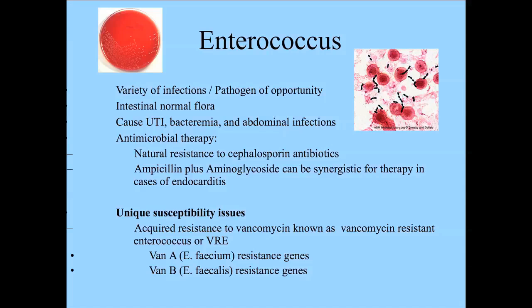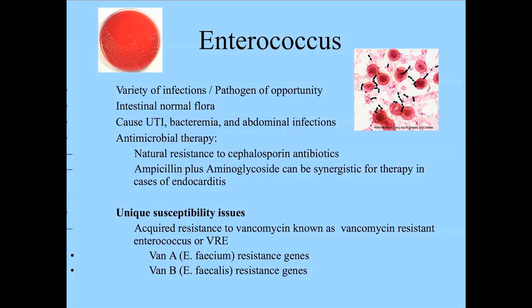There are some unique susceptibility issues associated with the Enterococcus. Primarily, it is acquired resistance to vancomycin, which we know in the laboratory as vancomycin-resistant Enterococcus, or VRE. There are two genes associated with vancomycin-resistant Enterococcus. If you have an Enterococcus faecium, that will be the VanA resistance gene. For Enterococcus faecalis, it'll be the VanB resistance gene.